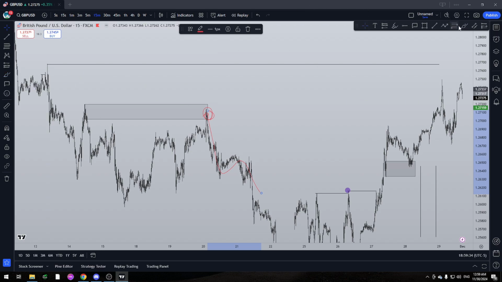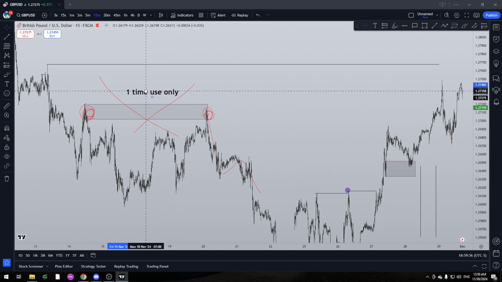So this area where the bank sold is not valid anymore. One time use only. Let me type it out for you guys, because I know some people are going to forget. One time. One time use only.